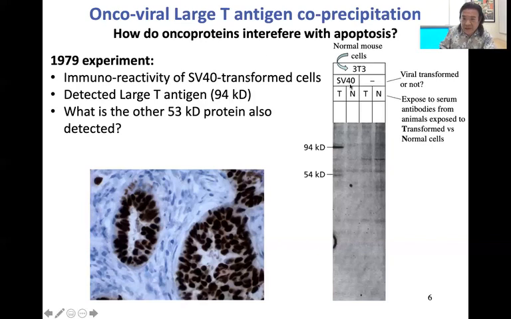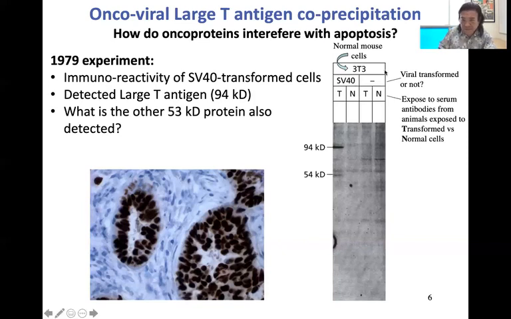So they would take the lysate from these cells, and then probe them with serum that comes from other animals that were already exposed to either normal 3T3 cells or transformed 3T3 cells. The implication being that in those animals, they would build up some immune reaction to things that are different in the transformed cells versus the normal cells.